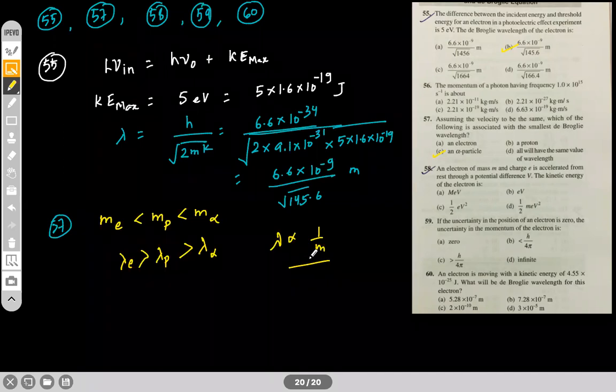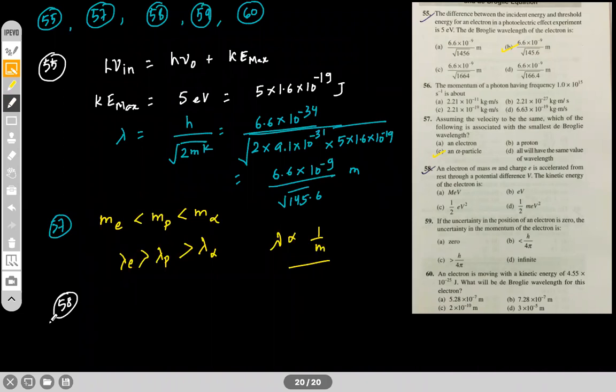Question number 58. Electron of mass m and charge e is accelerated from rest through the potential difference V, the kinetic energy. We know kinetic energy for an electron accelerated through a potential difference V is e times V. Answer is option B, 58th one.